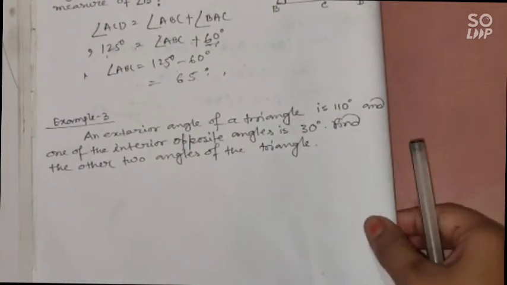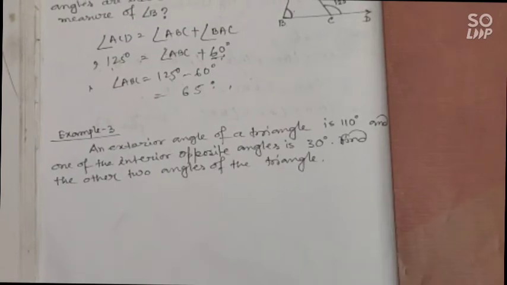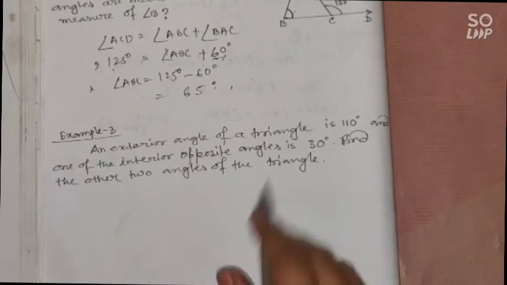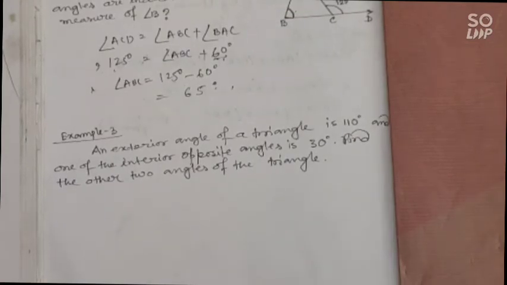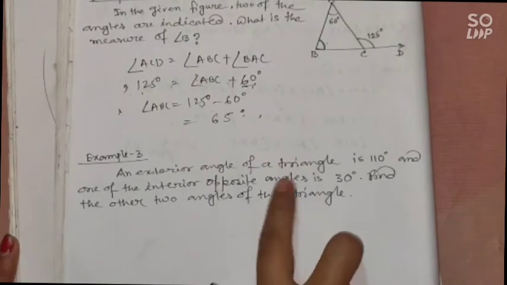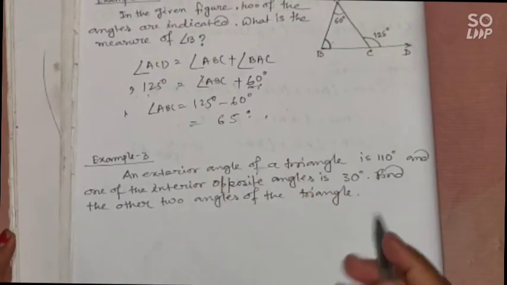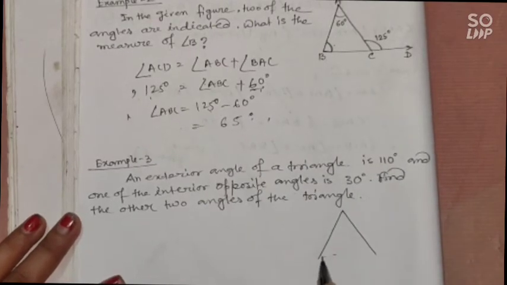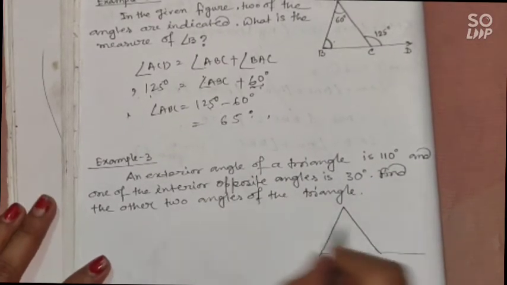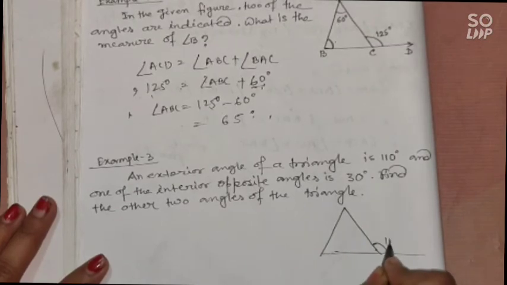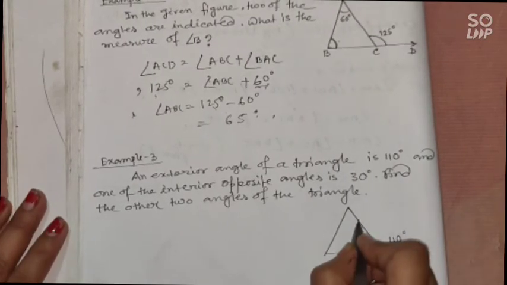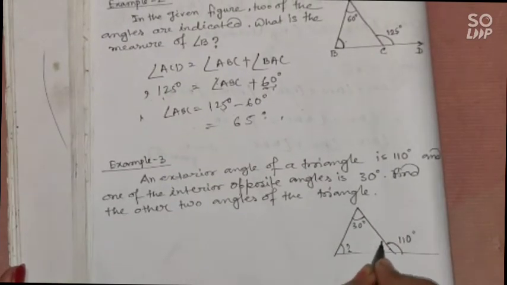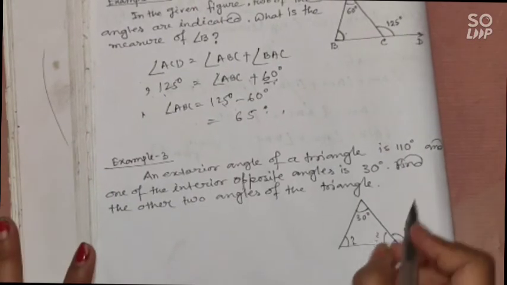Next question, an exterior angle of a triangle is 110 degrees, and one of the interior opposite angles is 30 degrees. Find the other two angles of the triangle. So, let us try to draw the figure. An exterior angle is 110 degrees and one of the interior opposite angles. Suppose this angle is 30 degrees. So, you have to find this angle and this angle. How can you find that?